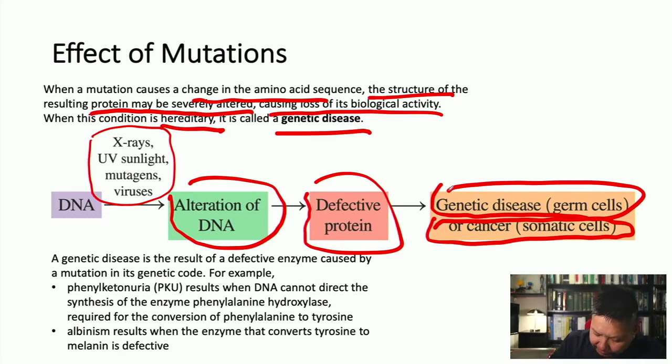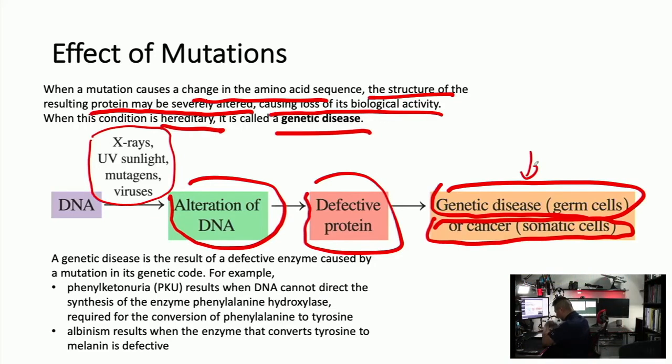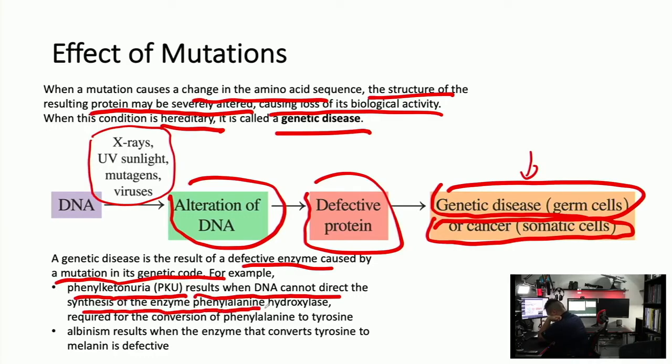So, keep your germ cells or your sex cells safe from UV light and X-rays, right? Keep those safe, because then your offspring might have mutations. A genetic disease is a result of a defective enzyme caused by a mutation in its genetic code. So, for example, you can have phenylketonuria, which results when the DNA cannot direct the synthesis of an enzyme, the enzyme phenylalanine hydroxylase, required for the conversion of phenylalanine to tyrosine. Ooh, that's bad.